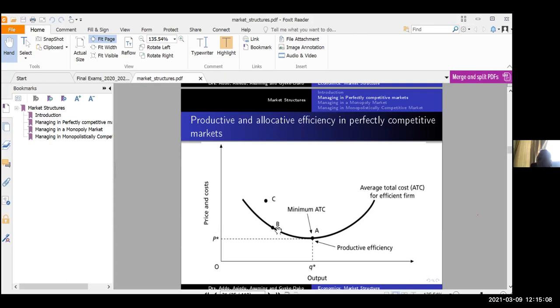So you have to drive your production system to a point where the average cost of production is at least equal to the price. So that's why we always emphasize producing at the minimum cost, the minimum ATC, average total cost. If you produce at C, you are super inefficient. The cost is so high, you are far from your minimum cost. You are not efficient, okay? Far from the minimum cost.